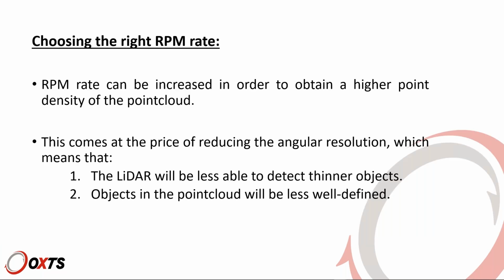Right? Depending on what you are trying to do, there will be the right balance between higher point density without compromising too much on angular resolution. If you increase the RPM, you have higher point density. This will be at the expense of the LiDAR being less able to detect thin objects, and also you will have more noise, so objects will be less well defined.